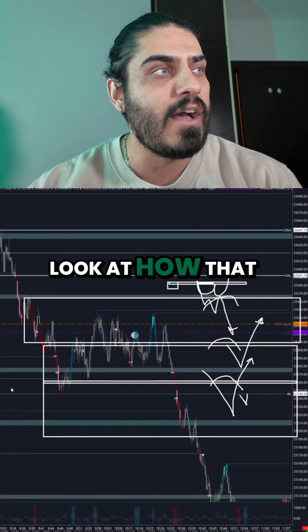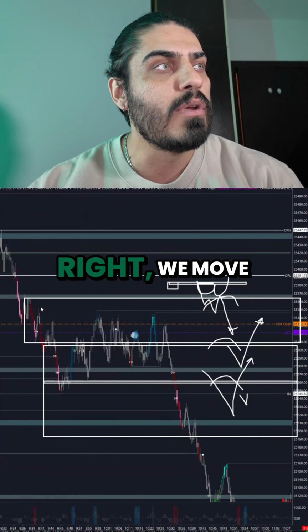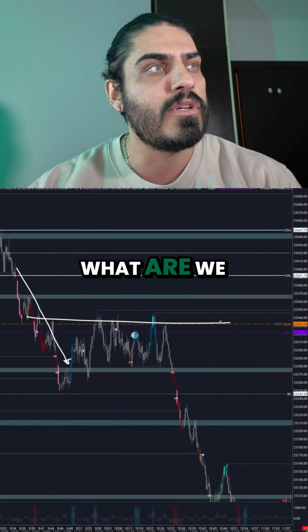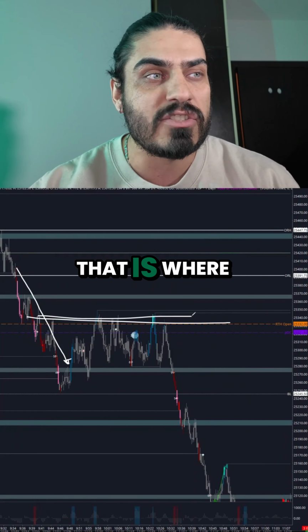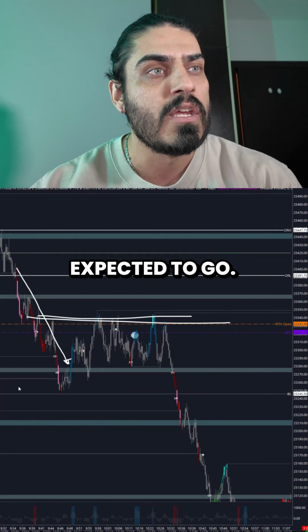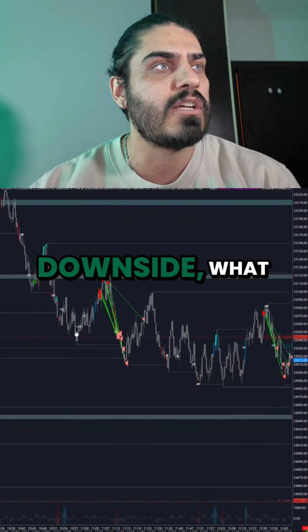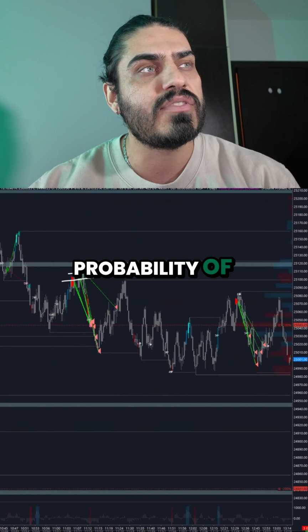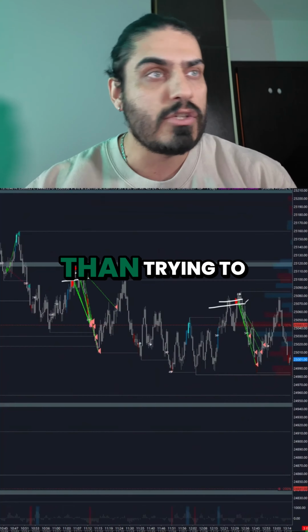So if I take a look at how that sets up on the price action, right, we move through that initial belly. What are we doing? We're selling rallies because that is where structure is expected to go. We move into new bellies to the downside. What are we doing? You have a higher probability of selling rallies than trying to pick out lows.